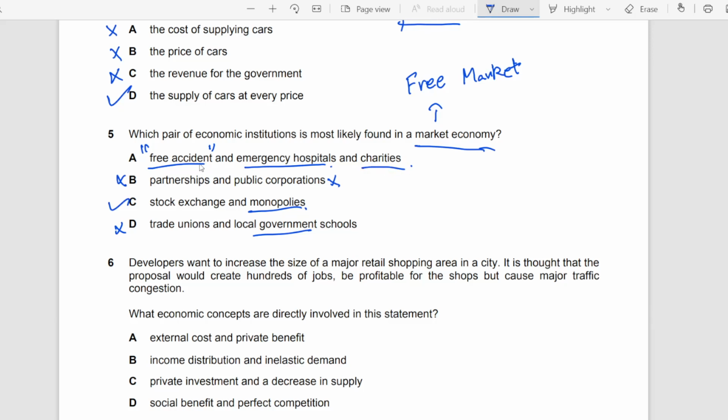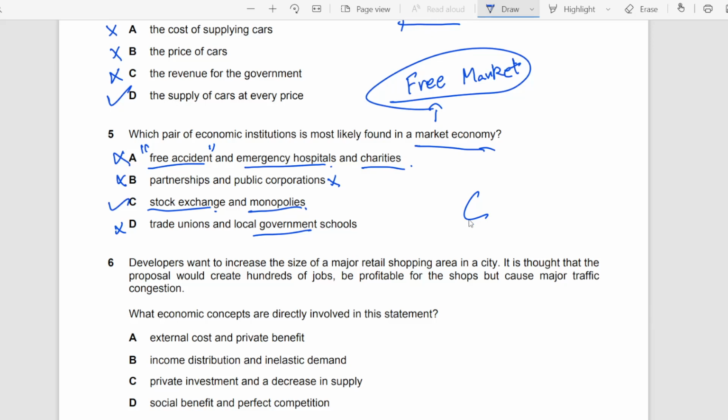Charities can also fall into either of these categories, but free accident is kind of weird, so we cannot opt for option A. A stock exchange can be owned by private individuals. Monopolies can be run by private individuals. So C is the correct answer, because in a free market economic system, all the resources are owned and controlled by private individuals, who are free to choose what to produce, how to produce, and for whom to produce. So the correct answer would be C.